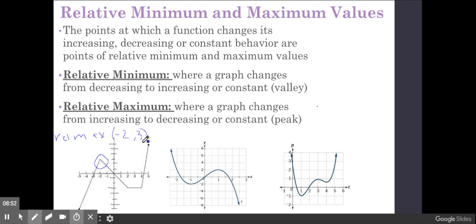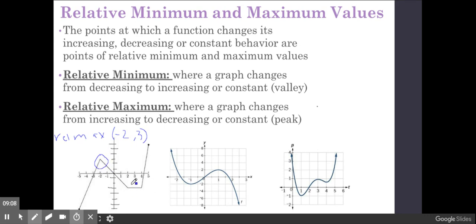Now, the reason it's only a relative is because it's not the maximum point in our function. We can clearly see there's a higher point in our function. But this one is where we're changing from increasing to decreasing, and it causes it to look kind of like a peak or a mountaintop.